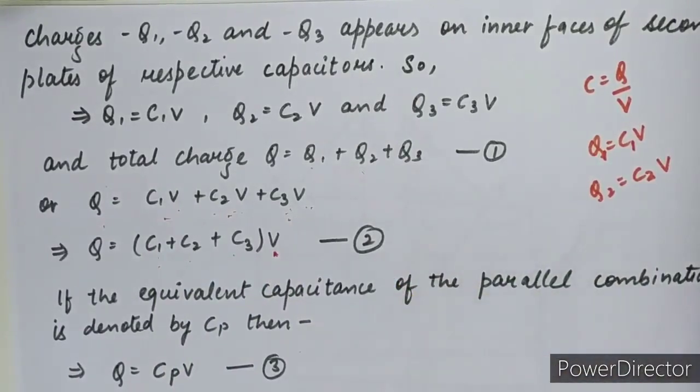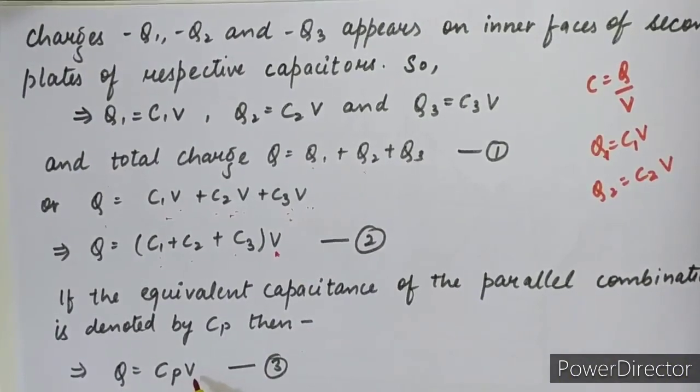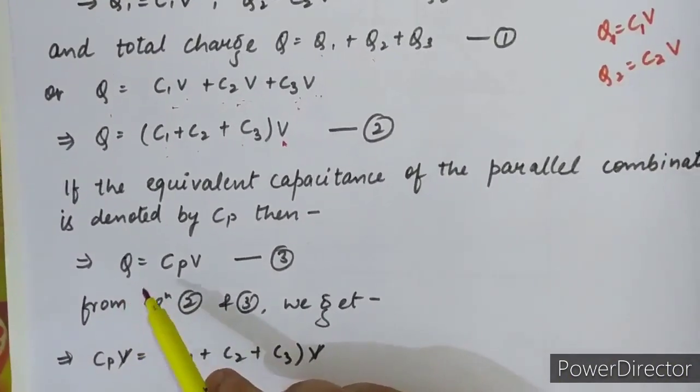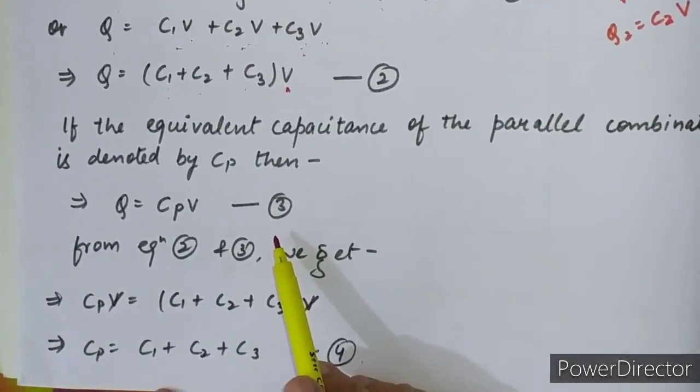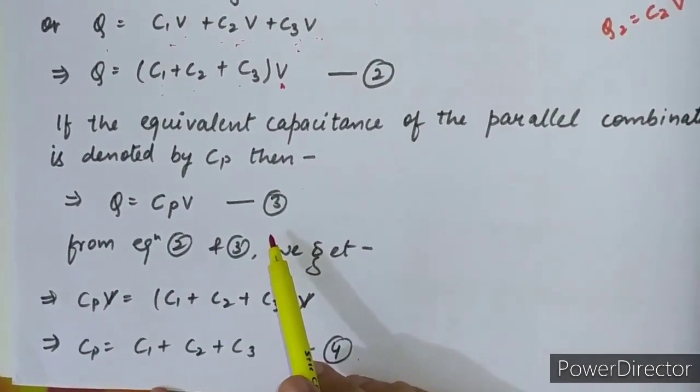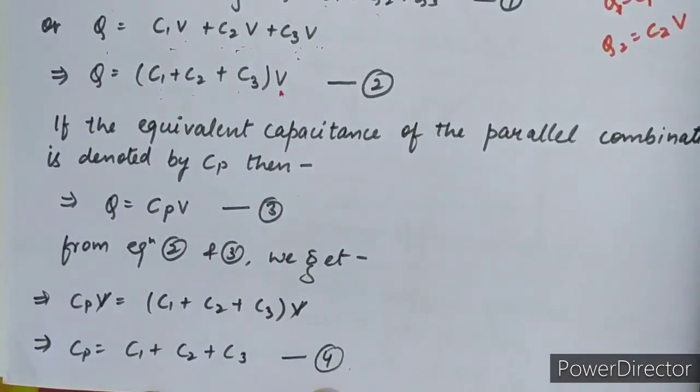Now the charge has been calculated. If the equivalent capacitance of a parallel combination is denoted by Cp, just as we remember that in the series combination the equivalent capacitance is denoted by Cs, and in the parallel combination it is denoted by Cp, then Q is equal to Cp into V. This is your third equation. Now let us compare equation number 2 and equation number 3.